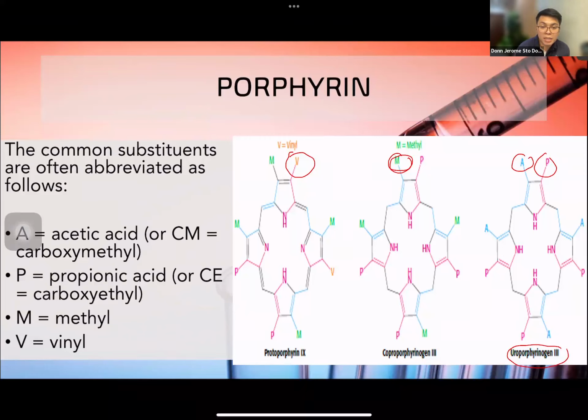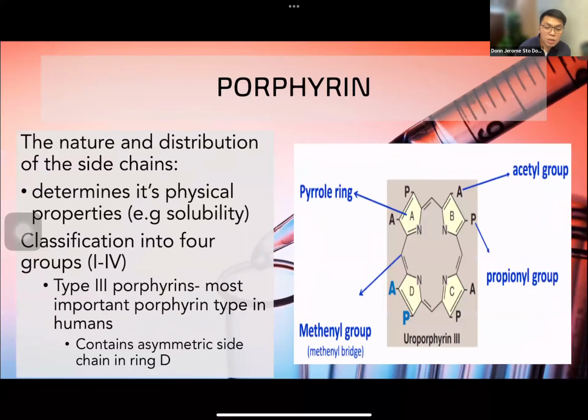Later on in the heme synthetic pathway, we'll be discussing how the side chains are formed. All right. So the nature and distribution of the side chains would determine the physical properties of your porphyrin, specifically its solubility or its polarity. So the more carboxyl groups present in your side chains, the more water soluble and the more polar that porphyrin is.